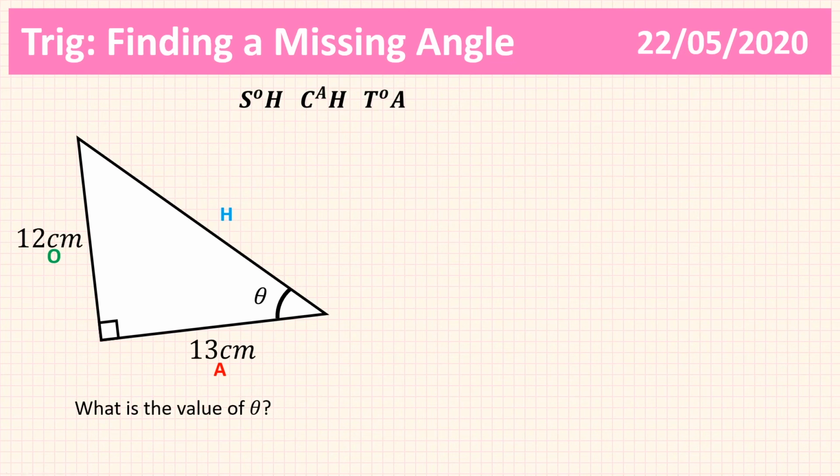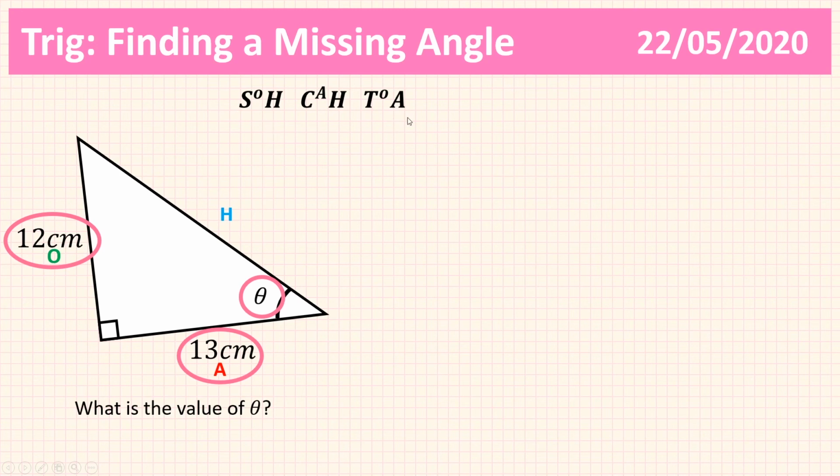The next thing we need to do is circle what we have and circle what we want. So we have the opposite, we have this 12 centimeters. We have the adjacent, we have the 13 centimeters. We want the angle, right? We don't care about the hypotenuse in this situation. We have the opposite, we have the adjacent, we want the angle. So which one of our ratios are we going to use?